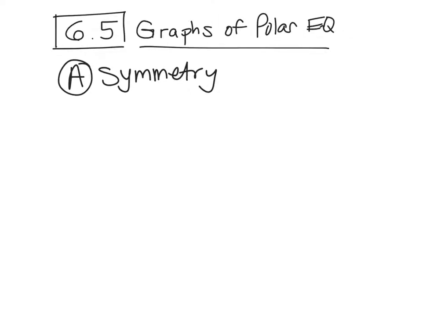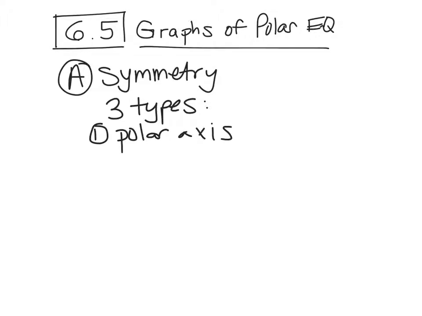So there are 3 types of symmetry for these polar graphs that we're going to talk about. Type number 1 is when your graph is symmetric over the polar axis. Now remember, we are not in x and y anymore because we're in polar, which is r and theta. The polar axis is what you like to call the x-axis. So a sideways parabola would be symmetric over the polar axis, the x-axis.